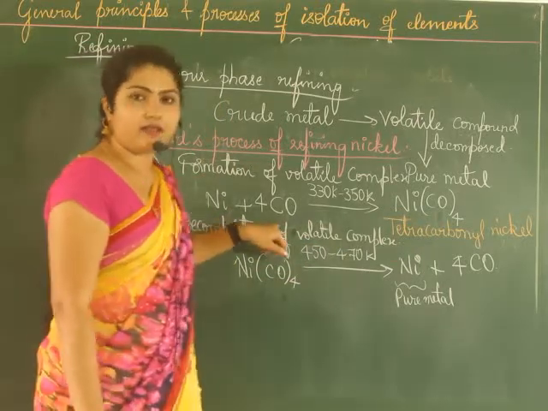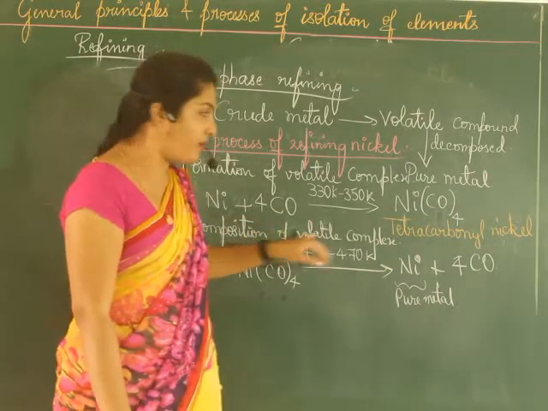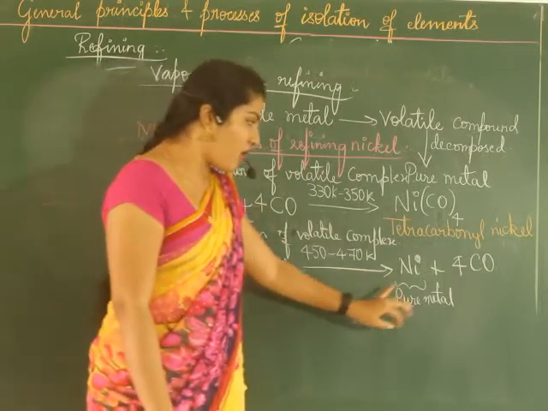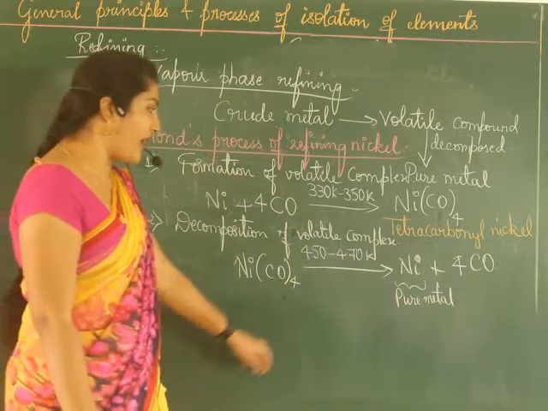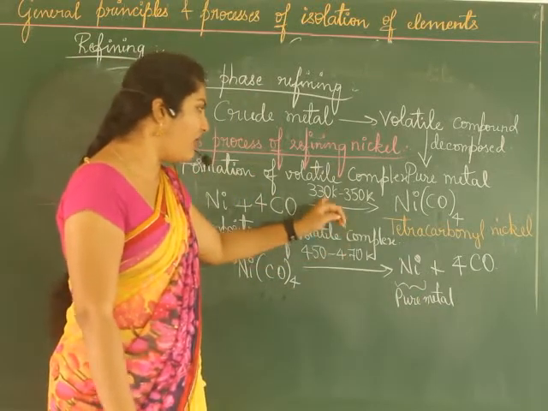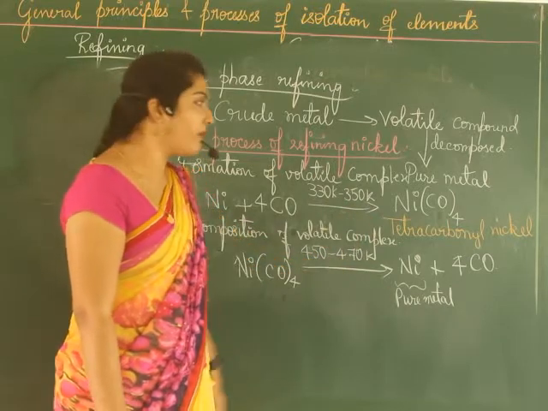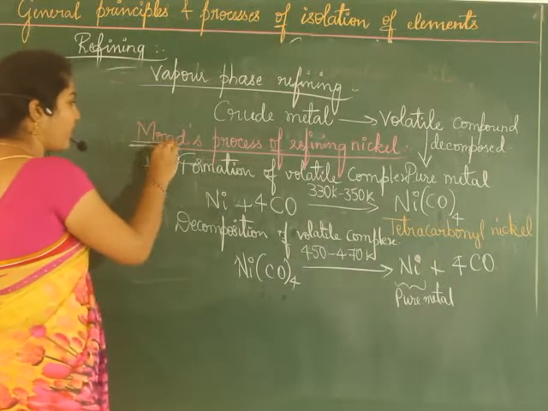First, nickel is heated in the presence of carbon monoxide vapors to form a volatile complex. Then that volatile complex is decomposed to give pure nickel at high temperature. Remember the temperatures: here 330 to 350, here 450 to 470. So hope this is clear. It's called Mond's process. Remember the name also, it's important.